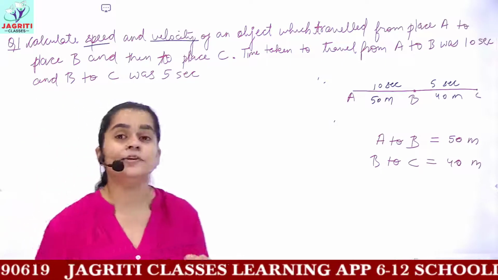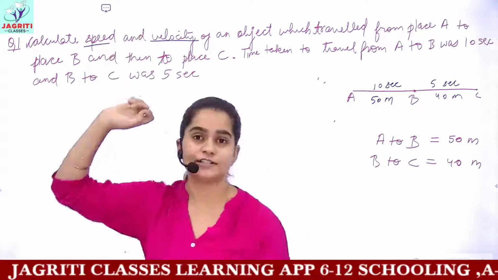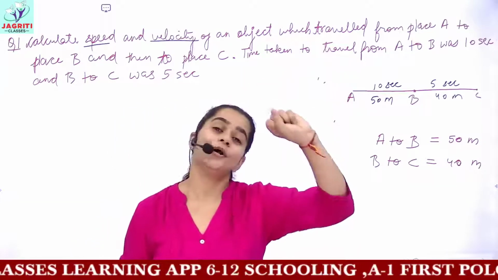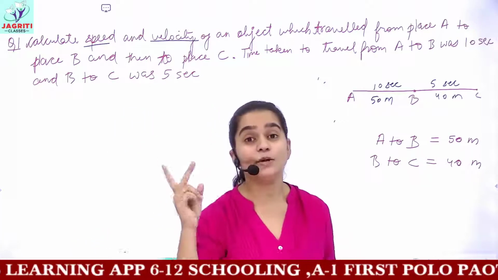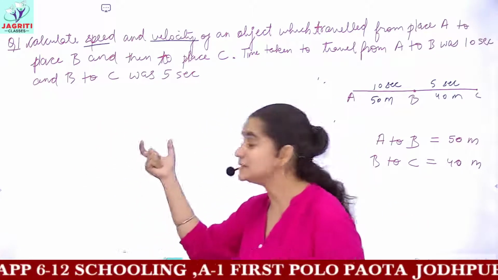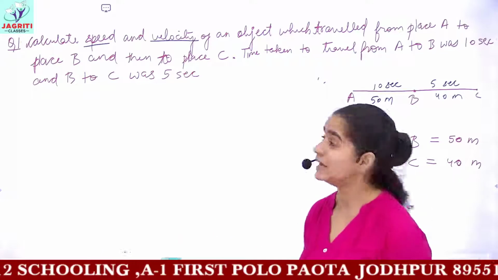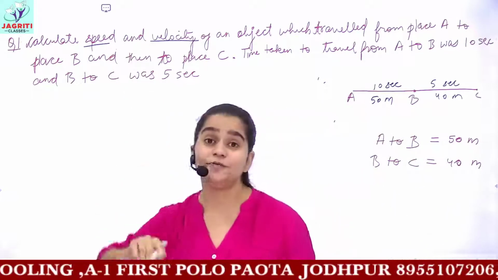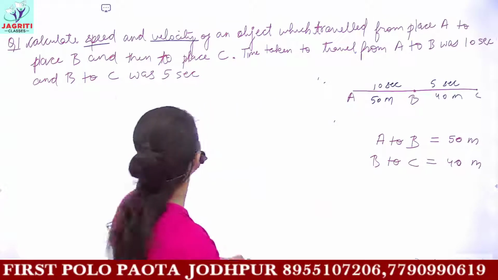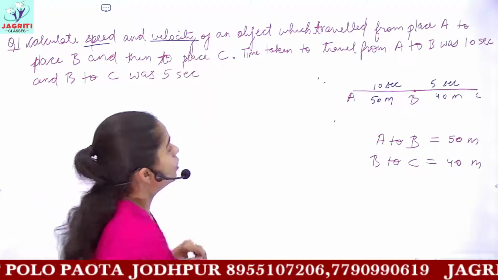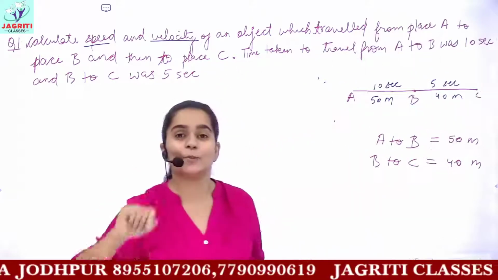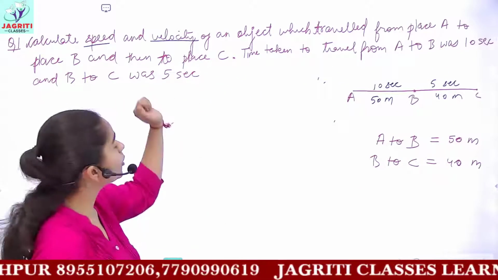Now let's suppose talking about speed first. You have a formula of speed to be distance traveled upon time taken. Then you have one more concept in your mind, average speed. And average speed is total distance covered upon total time taken. And we are required to find the speed and velocity of this total journey. That is, you have to calculate speed and velocity of an object starting from A and ending its journey at point C. So now which formula we should use?